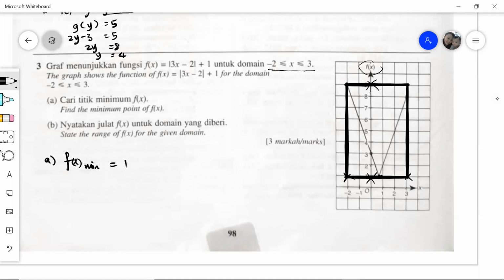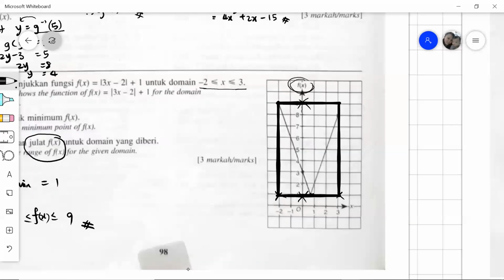So state the range for the given domain. The range of f(x): you see the range of f(x) from the lowest to the highest. So we write like this: f(x) will be in between, because this one is greater than or equal to. So the minimum is 1, the maximum is 9. That's it. Any question? No. Simple. Okay, let's see the next part.